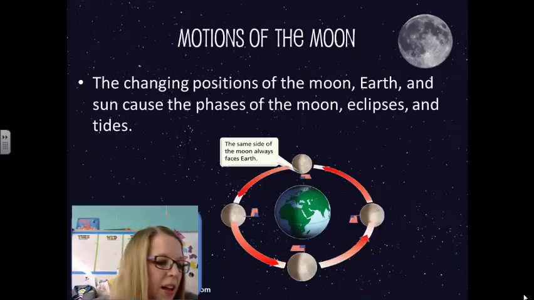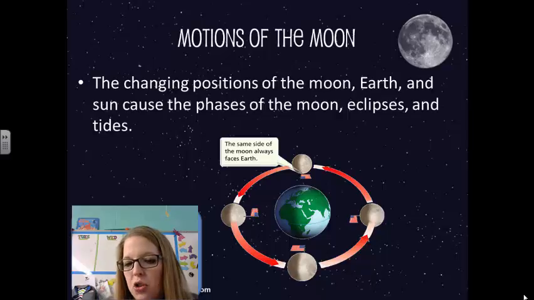The beginning isn't one of your definitions, but there's a lot of motions going on right now. There's motions of the moon, the earth, and the sun even. And there's changing positions of the moon, earth, and sun that causes the phase of the moon. They cause eclipses, and they cause tides.